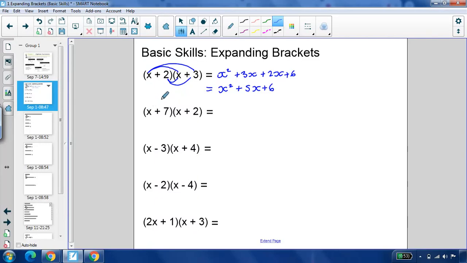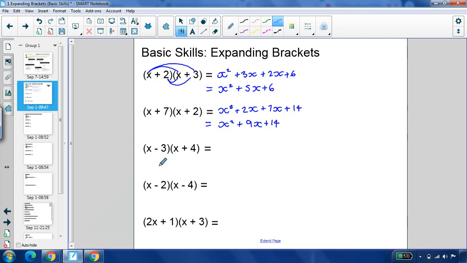Now I'm going to move on to this one, and I'm just going to do the motion. So x multiplied by x is x squared, x multiplied by 2 is 2x, 7 multiplied by x is 7x, and 7 multiplied by 2 is 14. Then collecting the like terms, I've got x squared plus 9x plus 14.